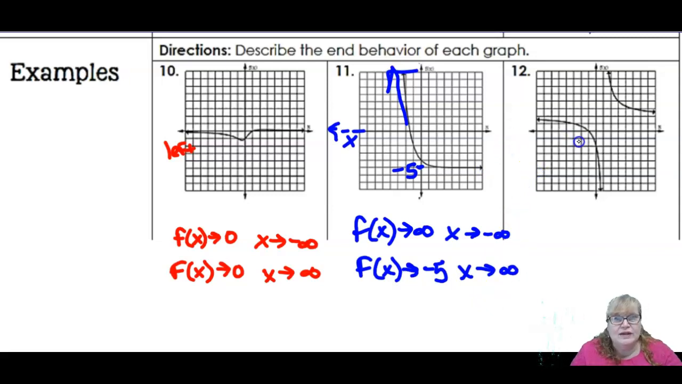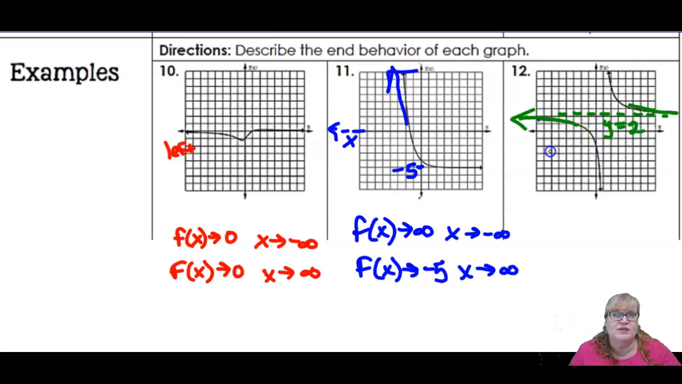All right, one more. This one seems like the y values are staying... It's not really a very good graph because it doesn't go out very far, but it appears that they're staying right about at, what is that, 2? Y equals 2. And again, we don't care that there's a break in the middle.